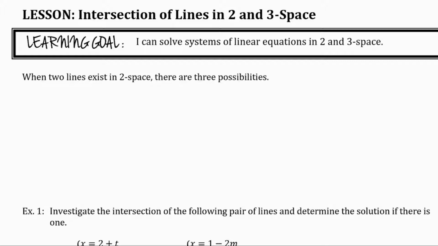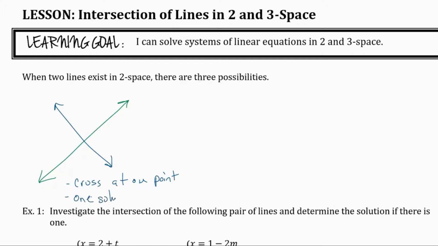Okay, so the first one is simply, I think, they cross at a point. Here's my two lines, okay? So they cross at one point. And there's one solution, which is the point where they cross, okay?